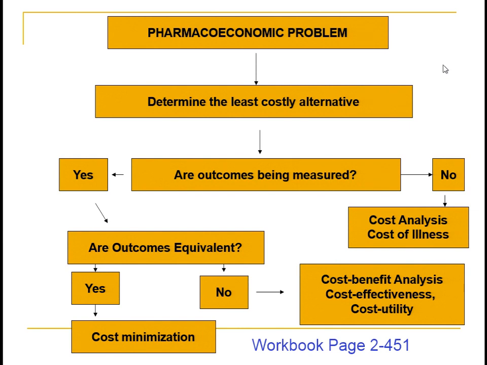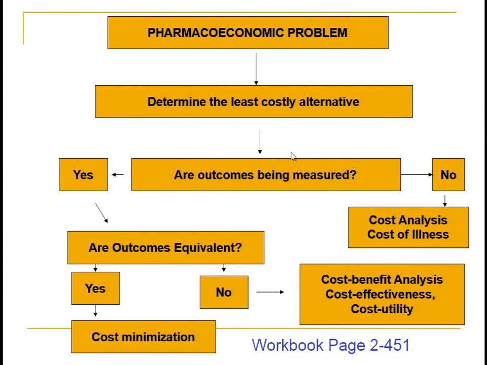So when you're looking at a major pharmacoeconomic problem, you want to determine the least costly alternative. And this isn't just the least costly for the drug component. It is the cost of the whole health event. So you need to include all the costs that are involved, and you want the least costly alternative, which may be a more expensive drug as we go through this.